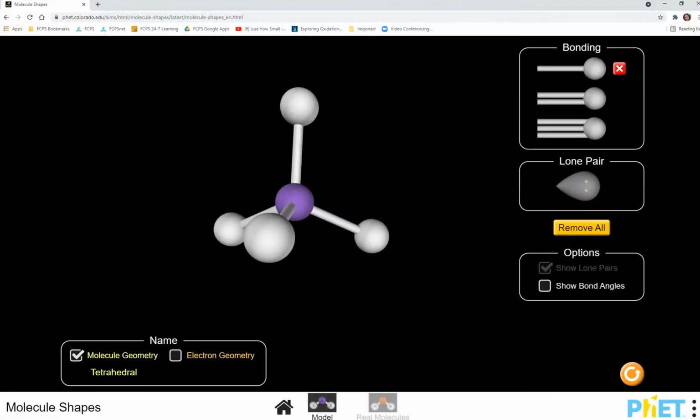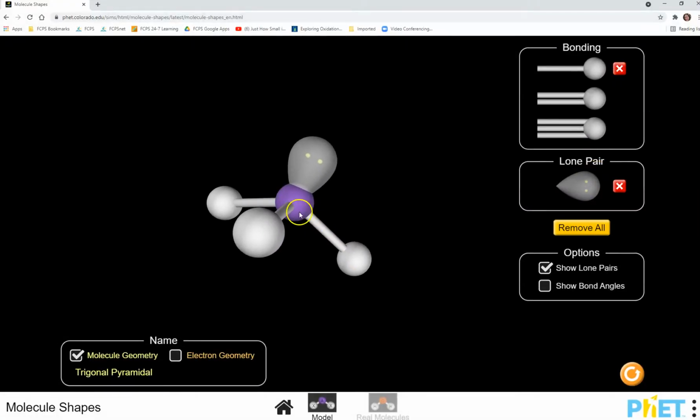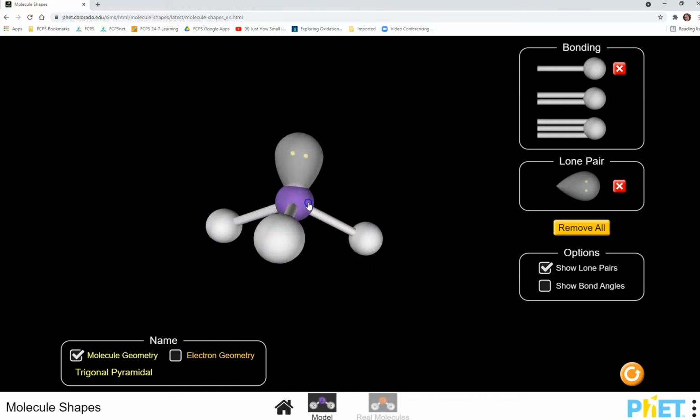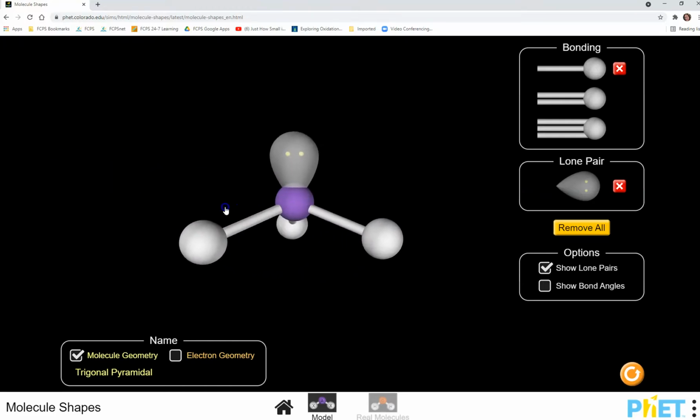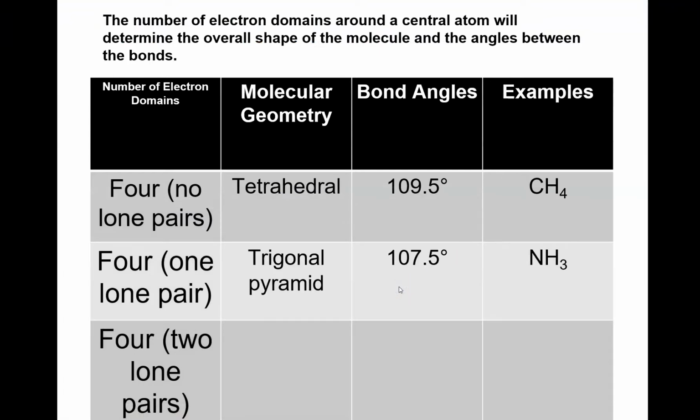Now, if I replace one of those bonded groups with a lone pair, it still has a similar shape to a tetrahedral, but since I'm only seeing the bottom 3 bonds, we call this a trigonal pyramid. Trigonal because there's 3 atoms, and pyramid because it kind of looks like a pyramid. Now, as you might expect, the bond angles, again, have decreased a little bit because I've replaced one of the bonded groups with a lone pair.